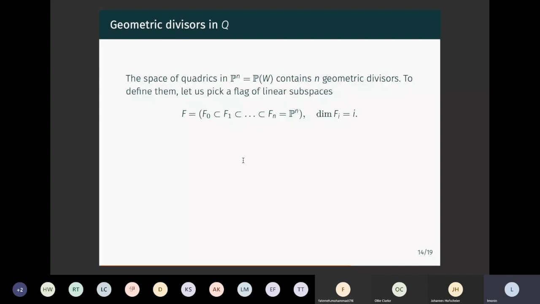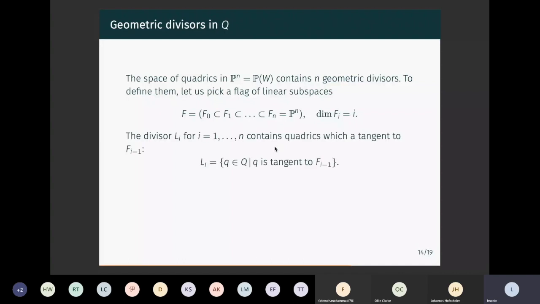Okay, so what kind of enumerative problems might we be interested in? On the space of quadrics, we have n geometric divisors. To define them, we have n natural geometric classes, but we can define representatives in each class by doing the following. Let us fix a full flag of planes inside Pn, F0, F1, etc., Fn, with dimension of Fi equal to i.